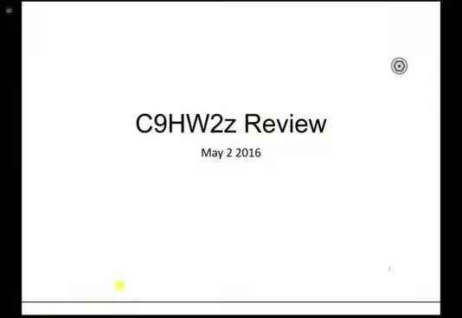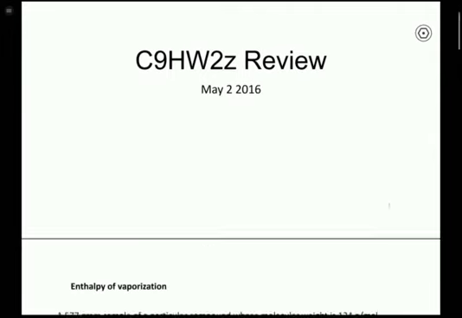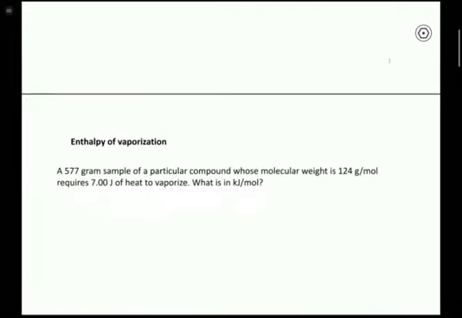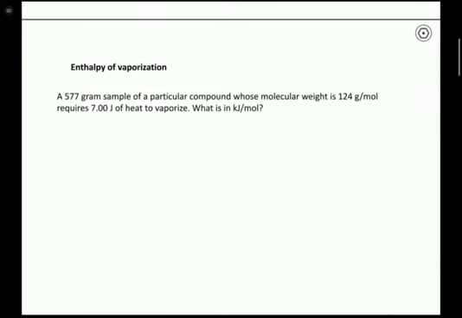The scores so far have been pretty good, but there are a few problems that we struggle with a bit that I want to go over now. We had 50% success rates or less on the following. Alright, so the first one deals with enthalpy of vaporization. We have a 577 gram sample of a particular compound with a molecular weight of 124, and this requires 7 joules of heat to vaporize. What is delta H of vaporization in kilojoules per mole?